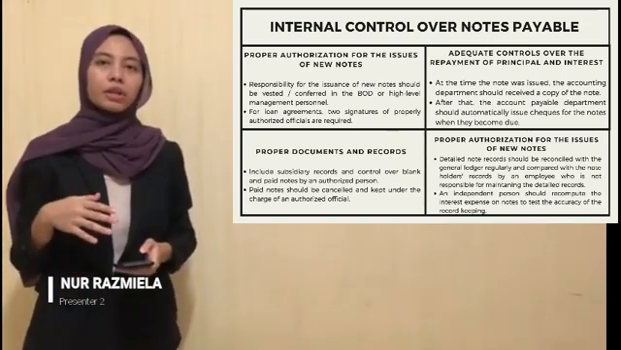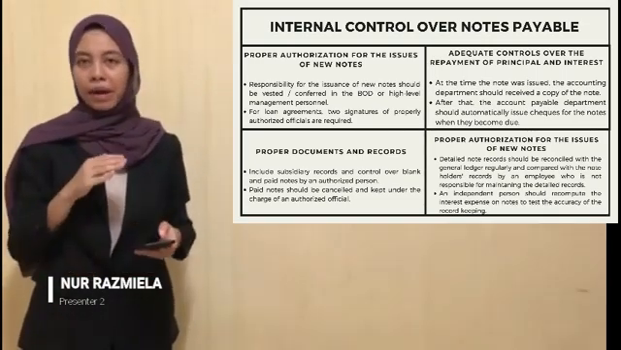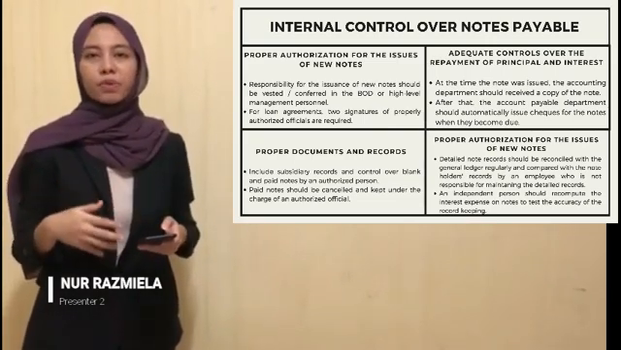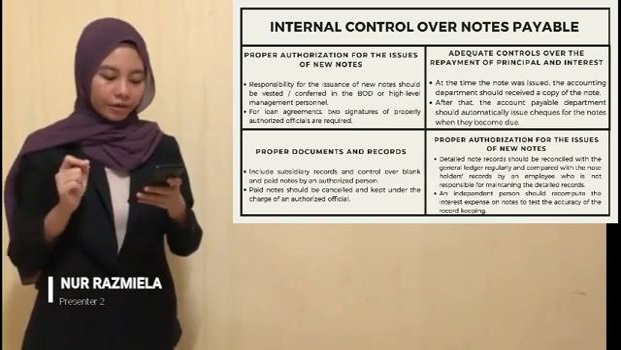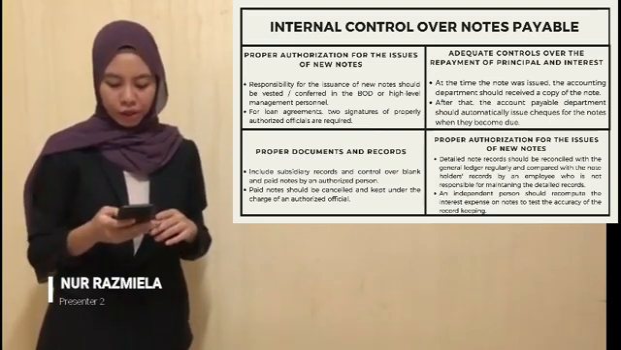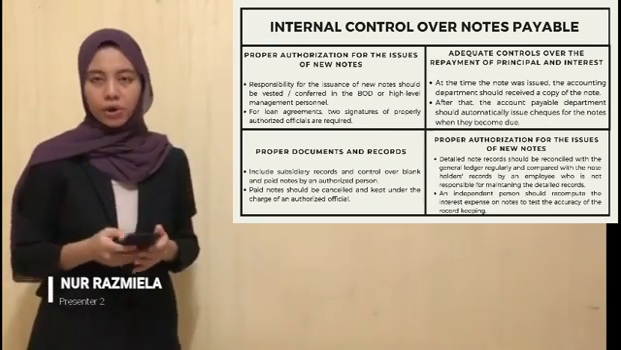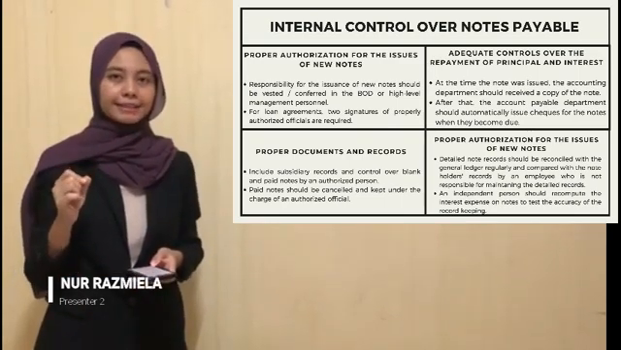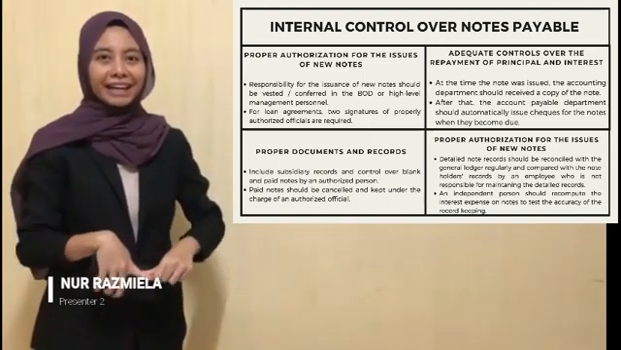the general ledger regularly and compared with the note holders' records by an employee who is not responsible for maintaining the detailed records. But at the same time, an independent person should recompute the interest expense on notes to test the accuracy of the record keeping. So I hope that you might understand my not so well explanation. So I will pass the next subtopics to my group mate, Alia Farhani.